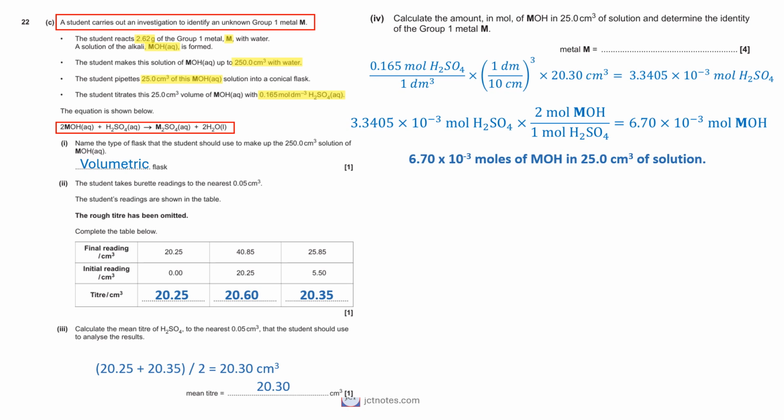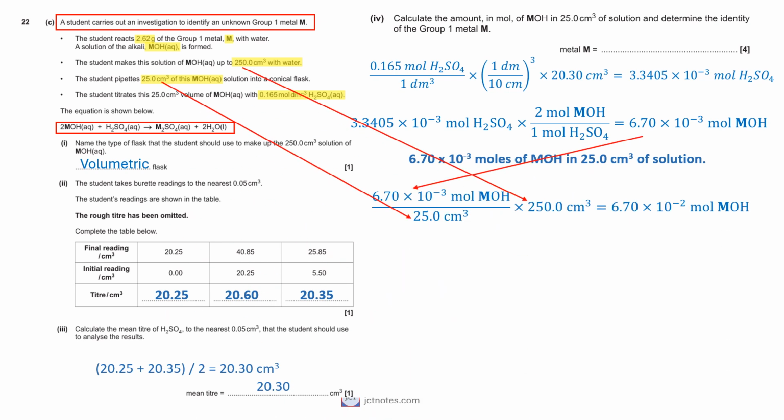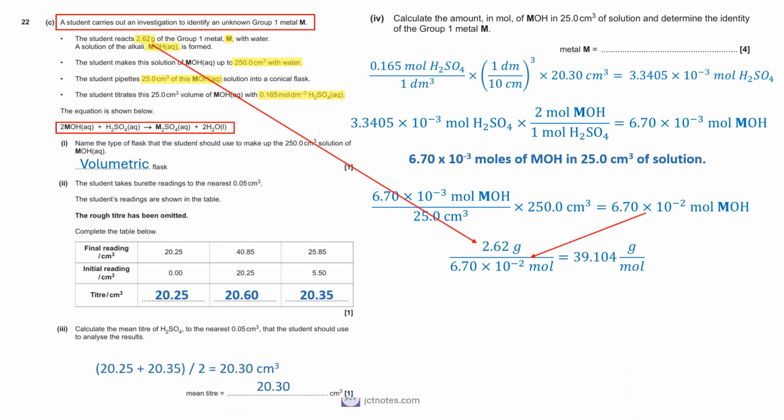solution. As these 25.0 cubic centimeters were obtained from 250.0 cubic centimeters of solution, the initial number of moles was 6.70 by 10 to the power of minus 2. With the 2.62 grams of mass of M used and its number of moles, we can calculate its atomic mass as 39.1 grams per mole. And from the periodic table provided in the exam, we can identify M as potassium.